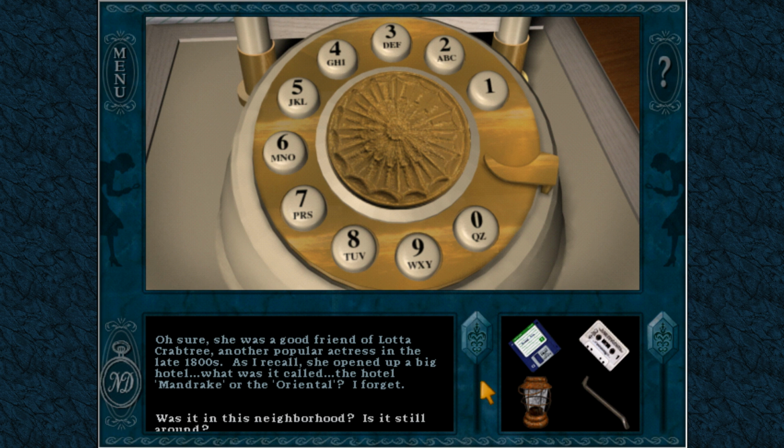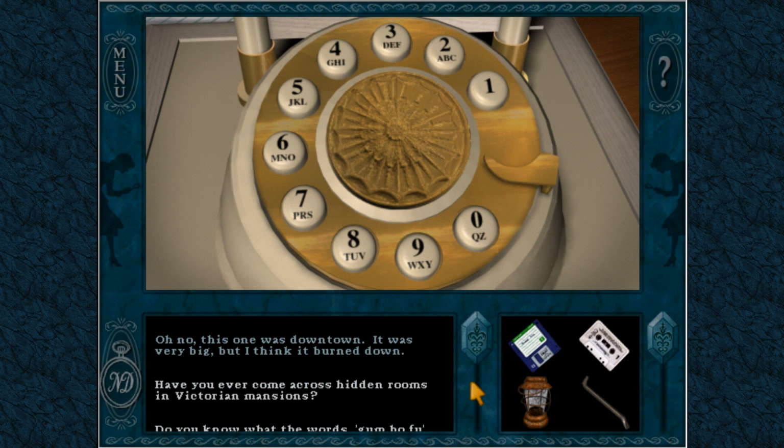Have you heard of an actress, Lizzie Applegate? Oh, sure, she was a good friend of Lotta Crabtree, another popular actress in the late 1800s. As I recall, she opened up a big hotel. What was it called? The Hotel Mandrake or the Oriental? Which is obviously a Chinese hotel. Was it in this neighborhood? Is it still around? Oh no, this one was downtown. It was very big, but I think it burned down.